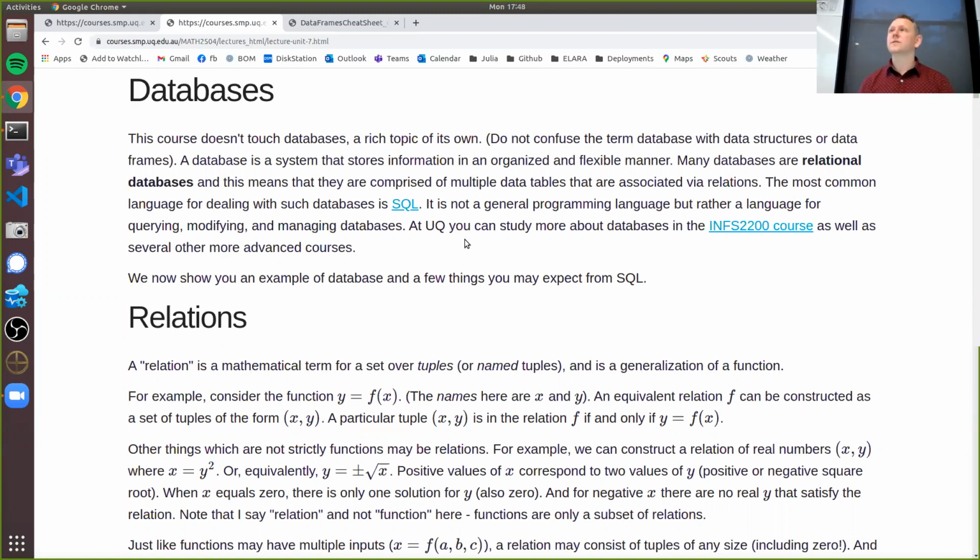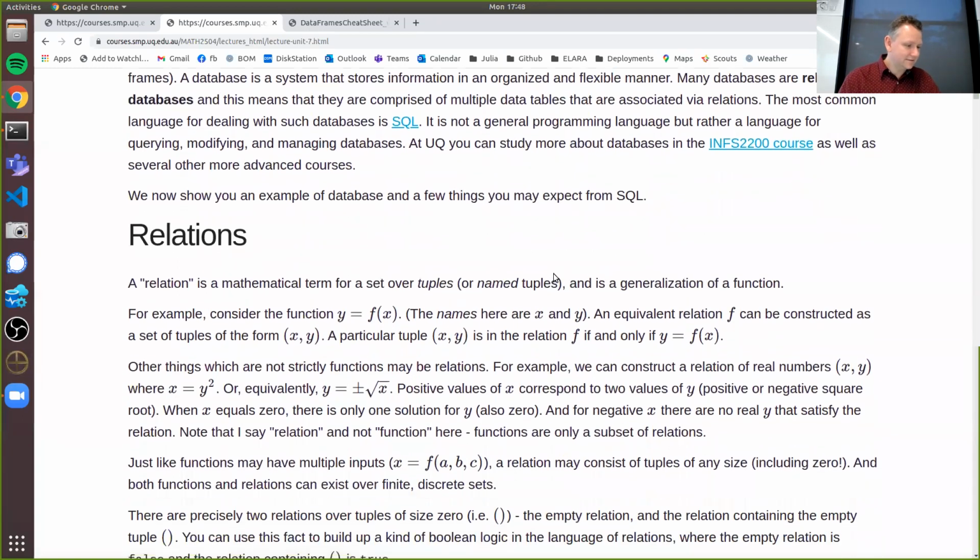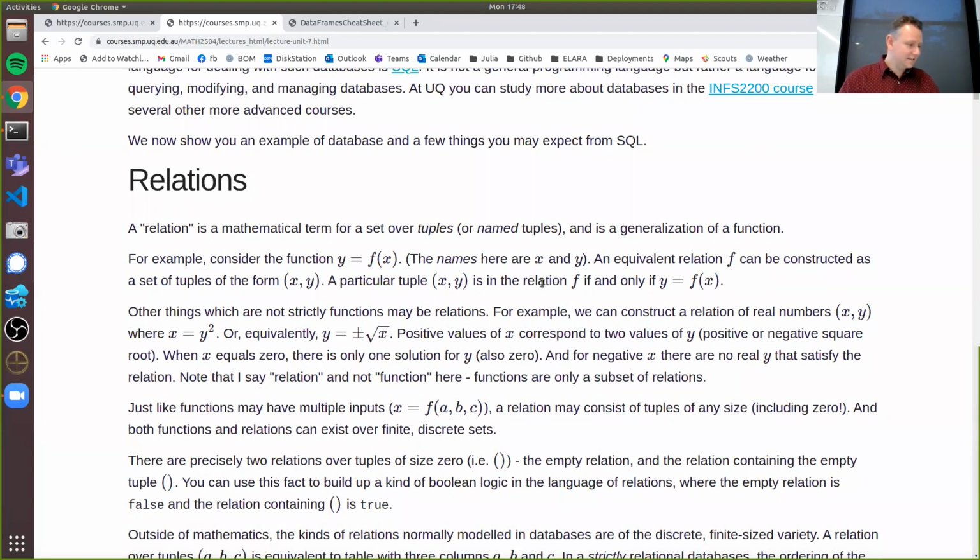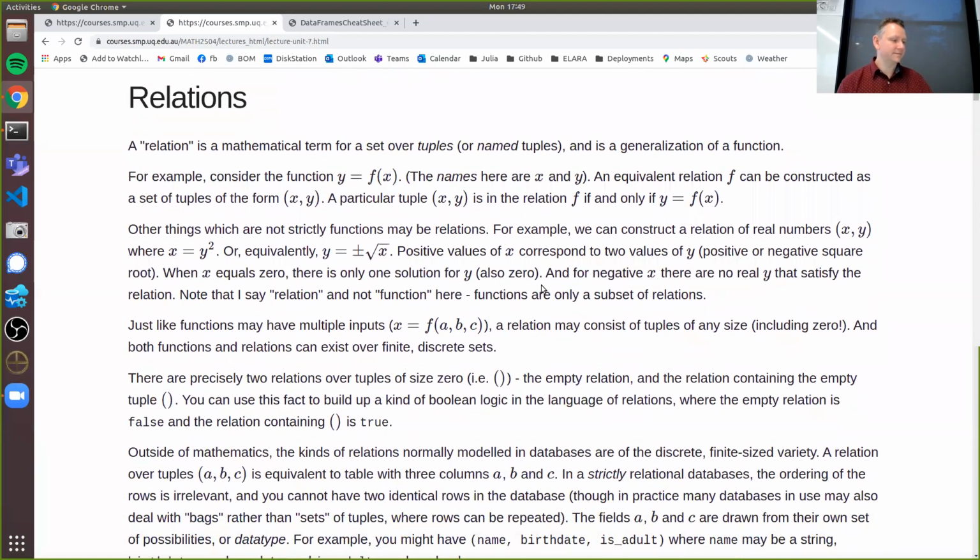And UQ has courses on databases like INFS 2200 and more advanced courses. It's a fascinating and deep topic. There's also newer things coming out of the computer science, data engineering world, like cloud databases, databases that span the world like Google Spanner and things like this. It's a very fascinating, rich and deep area to study. So I just want to talk about relations, relational databases and SQL, and then we'll take a break, okay?